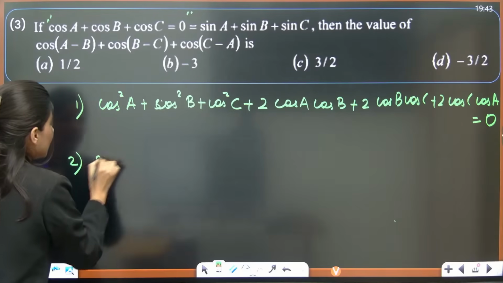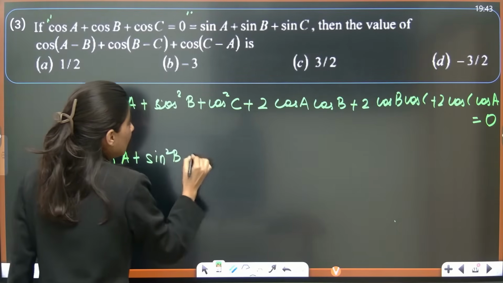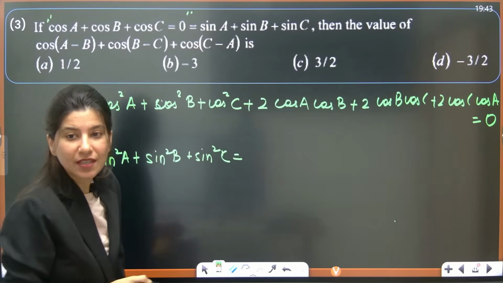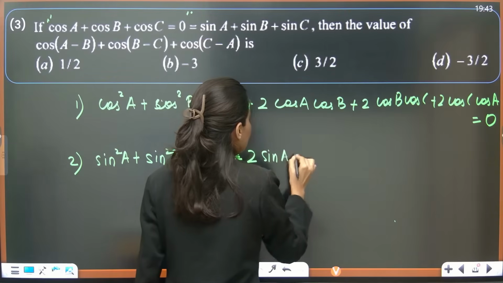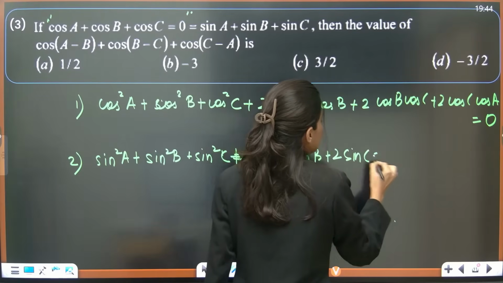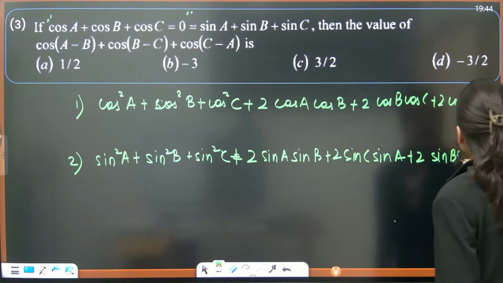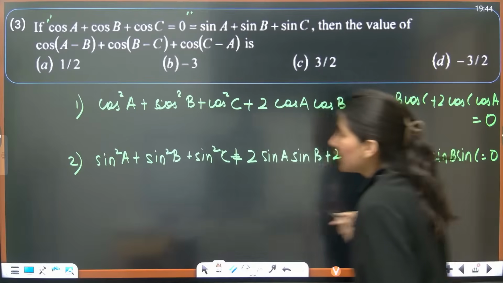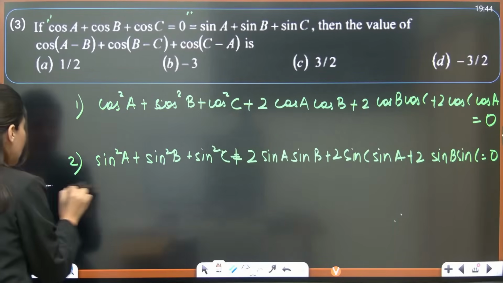Second, sin square A plus sin square B plus sin square C, I am going to square the second equation. So we are going to get plus 2 sin A sin B, plus 2 sin C sin A, plus 2 sin B sin C equals 0. Now I am going to add these two equations. Just add it right away.